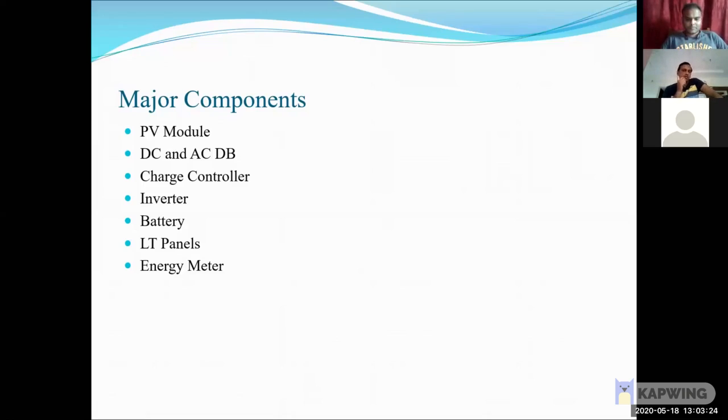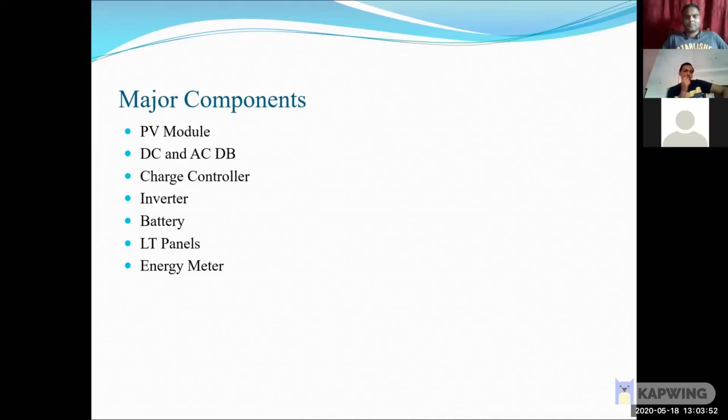So what is the first component? The major component for any solar plant is the PV module, or you can say solar photovoltaic cells. Solar photovoltaic cells come in the form of PV modules, solar modules or photovoltaic modules. So this is the major component. Along with that, we need to consider the structure to fix the PV modules.